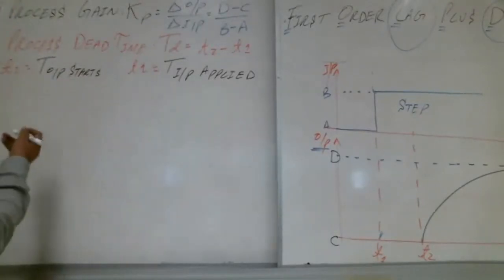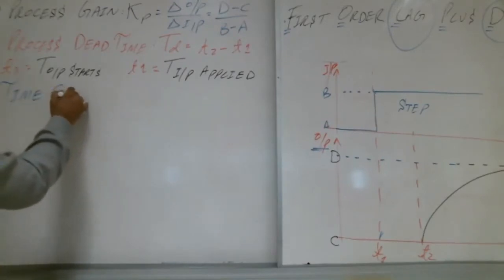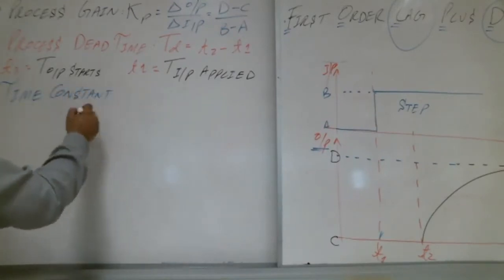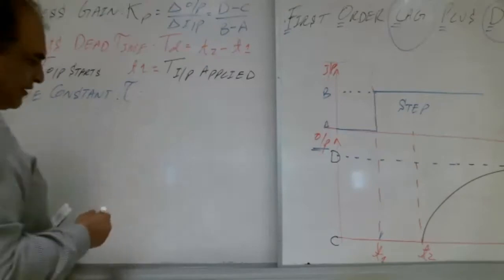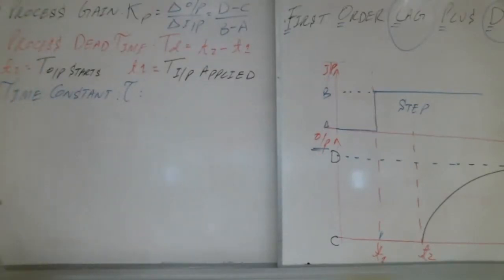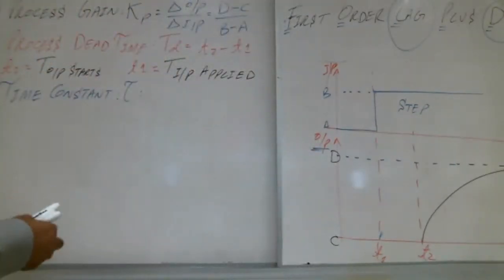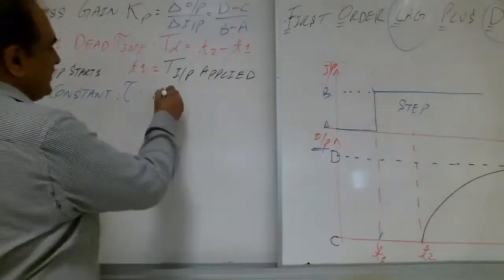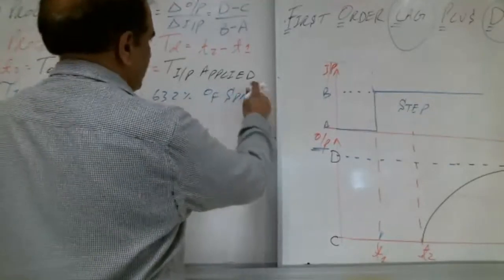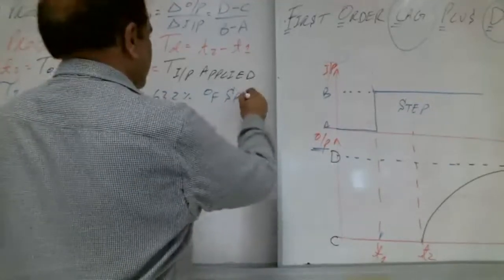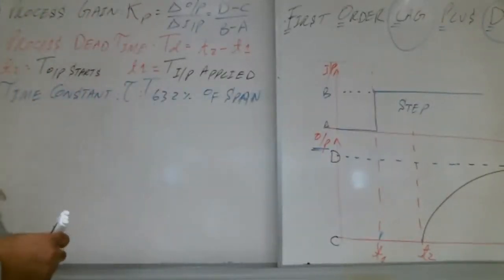What is number 3, Shabab? Time constant. Process time constant, tau. How do we define the tau, Shabab? 63.2% of span. Time to reach 63.2% of span.